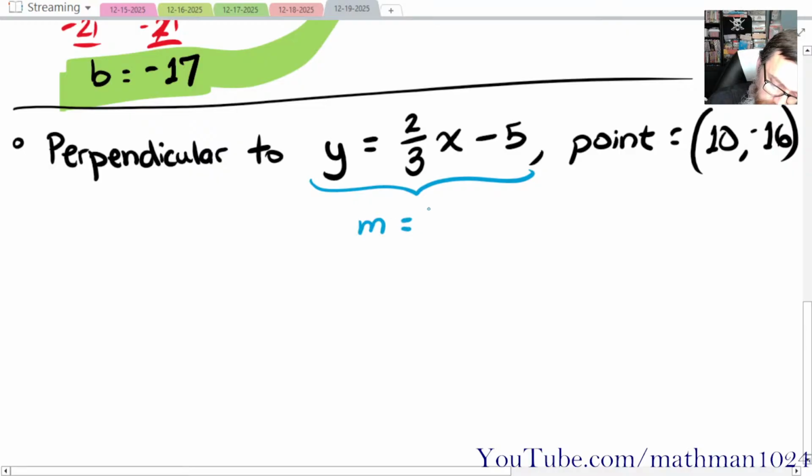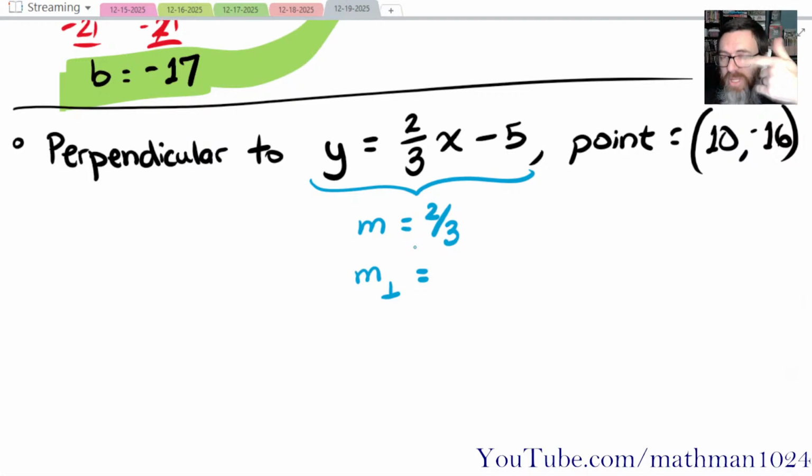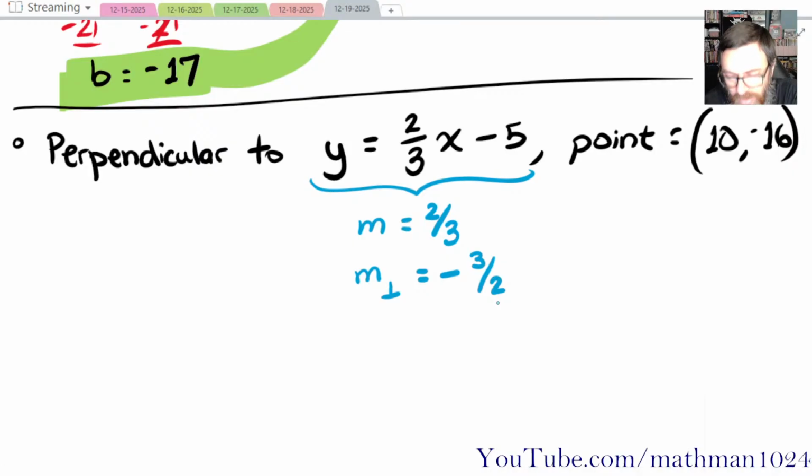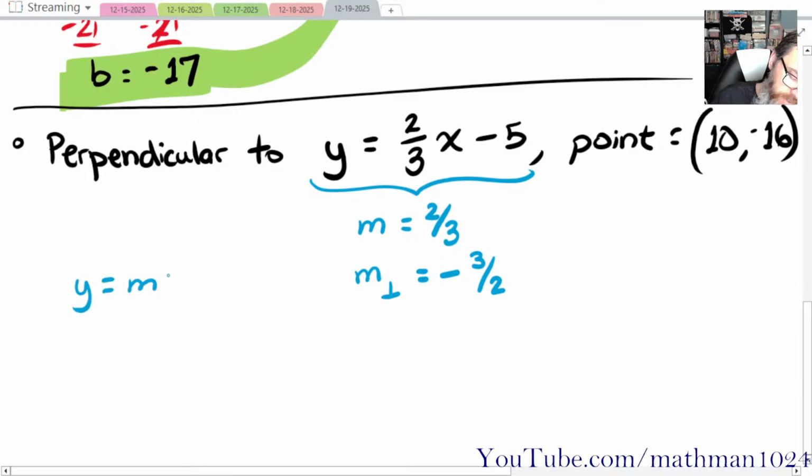My slope is 2/3, which means my perpendicular slope, so we use that little upside down T-looking shape. We said that perpendicular slopes are going to be negative reciprocals of each other. That means I've got to take my fraction, turn it upside down, and change the sign. So it was a positive 2/3. The perpendicular slope is a negative. Flip the fraction, 3/2. And now we've got our slope. We've got a point that we're going through. And so let's use that in our slope-intercept form, just like we've been doing.